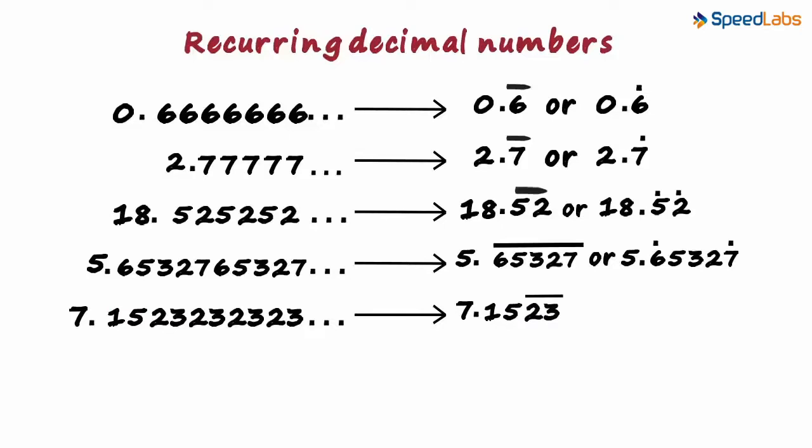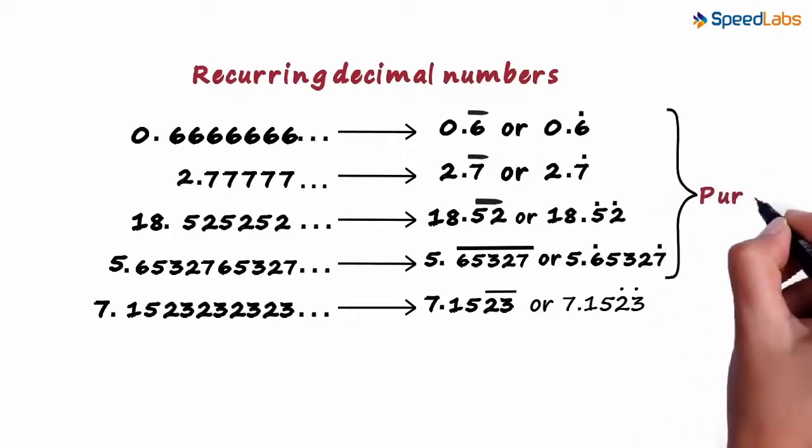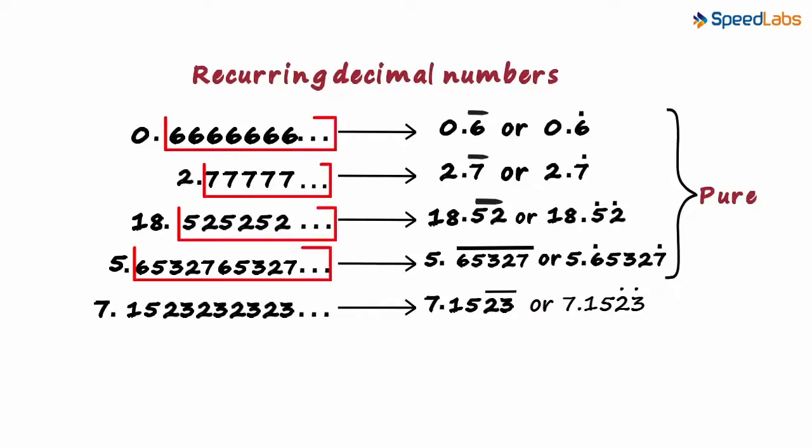And how can we write it in the dot format? We write 7.1523 with dots over 2 and 3. That's all you had to know about representation of recurring decimal numbers. The first 4 examples we saw are pure recurring decimal numbers. We call it pure since all the numbers after the decimal point follow a repeating pattern.